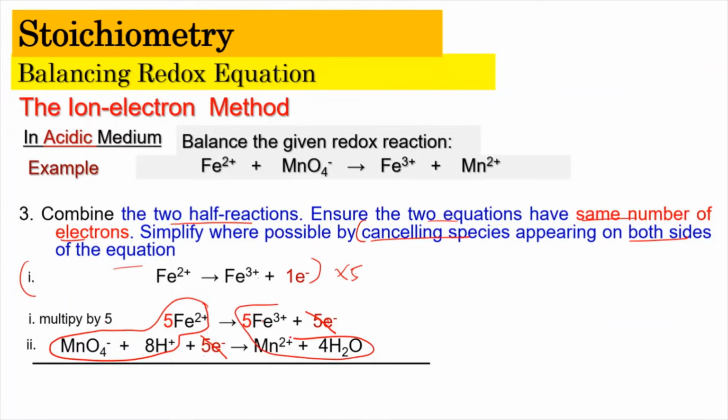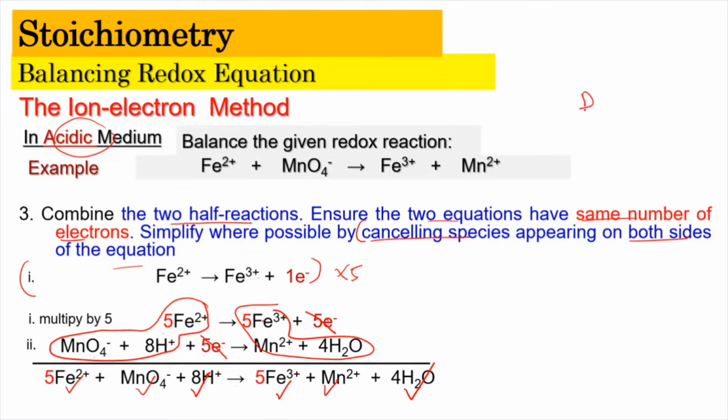Same goes here. On the reactant side, we're going to have 5 Fe2+, MnO4-, and 8H+. We have an arrow, and then on the product side we have 5 Fe3+, Mn2+, and 4H2O. So for the acidic medium, we have settled with divide, balance, and combine. You can also double check the charges. As you can see here, 5 times 3+ is going to be 15, plus 2, they're going to be +17.